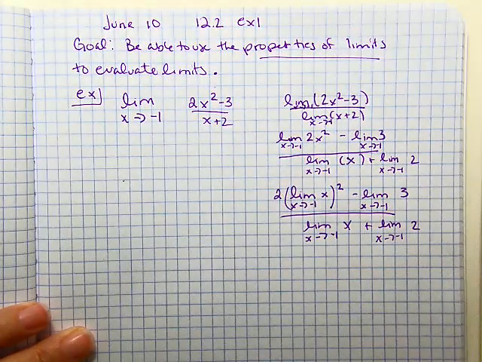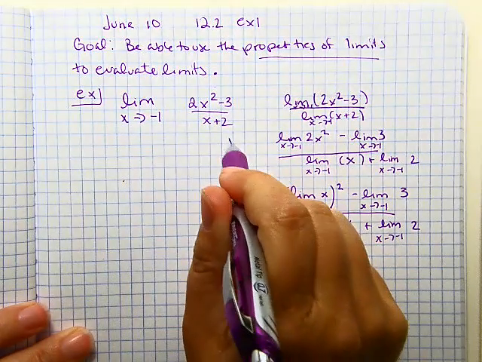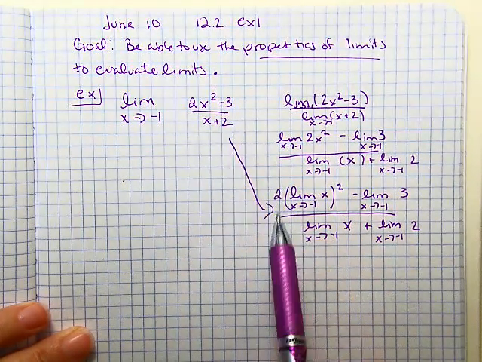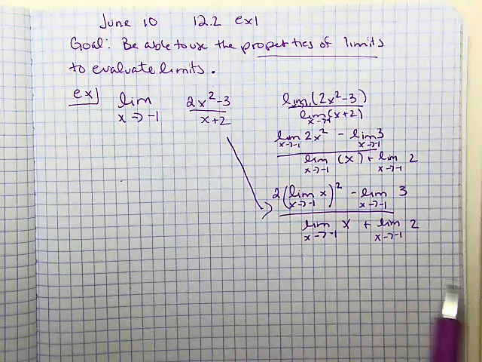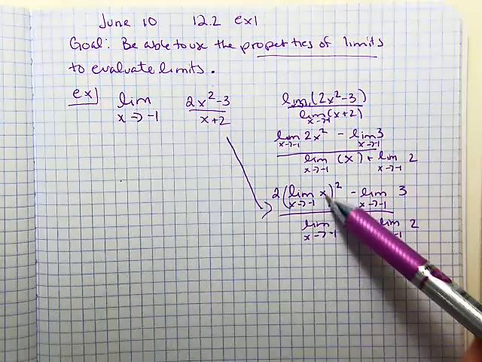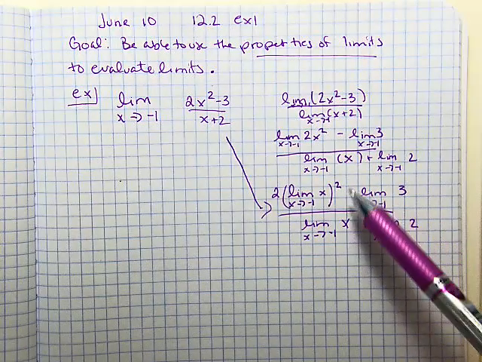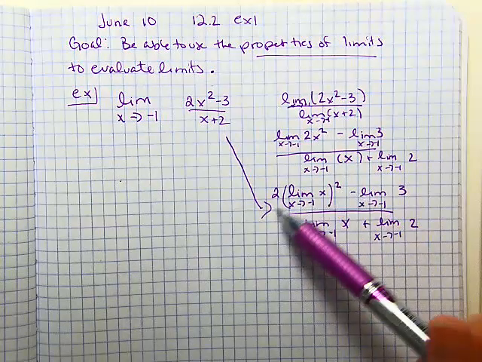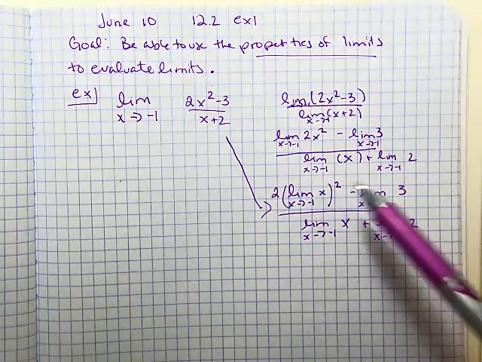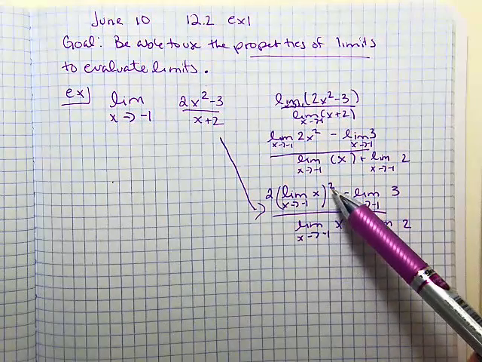And in reality, on your test or quiz, you can go directly from here to here. You don't have to break it up. But what you must have is the limit of x or the limit of a constant. You cannot have anything multiplying by it. So the multiply must be outside. The squared must be up here.